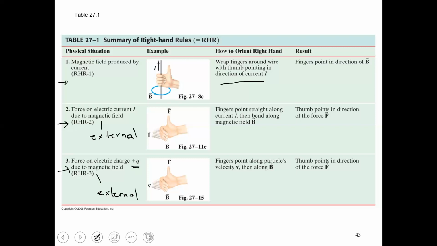So if Q is negative, we just give ourselves a negative sign and go in exactly the opposite direction from where our thumb is pointed. Okay, I hope that helps you guys with your homework.